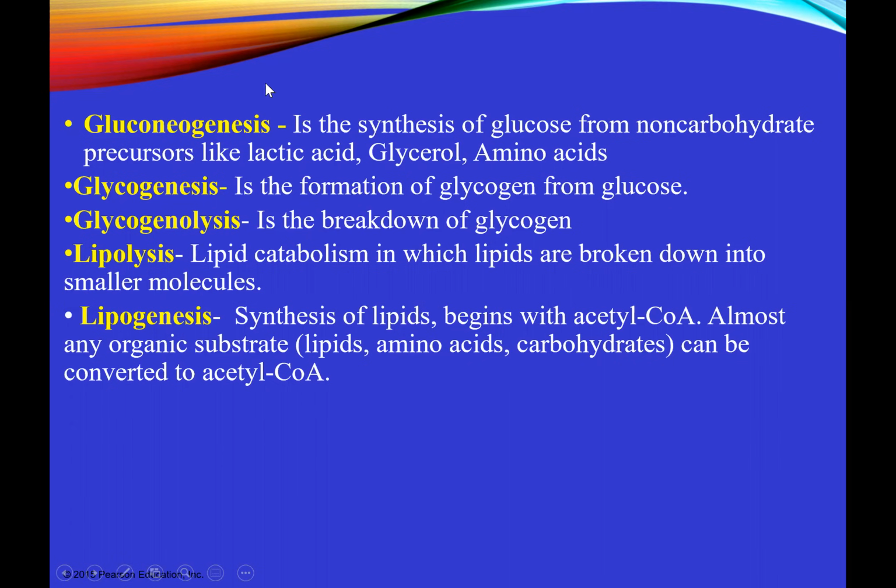Gluconeogenesis. See, anytime you see Genesis, Genesis means the beginning. The first chapter in the Bible is Genesis, the beginning. So gluconeogenesis is the synthesis of glucose from non-carbohydrate sources like lactic acid or glycerol. Glycogenesis is the formation of glycogen. See, glycogen is there in the word, glycogenesis.